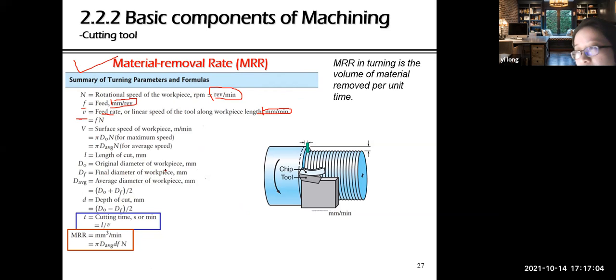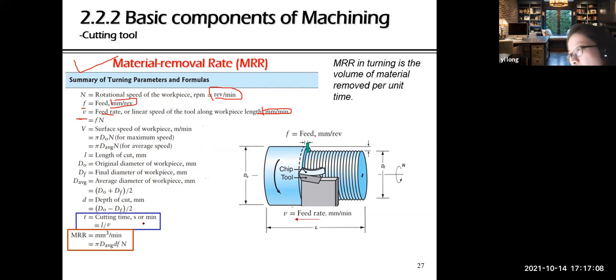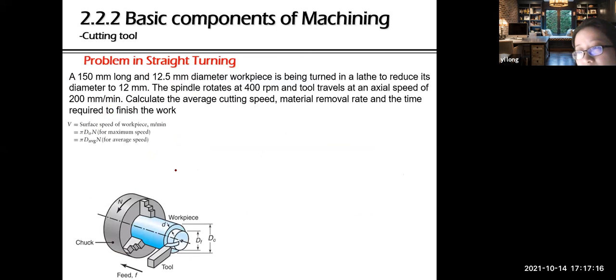We have done quite a few examples in tutorial and in that question already, so you should be quite comfortable already, right?